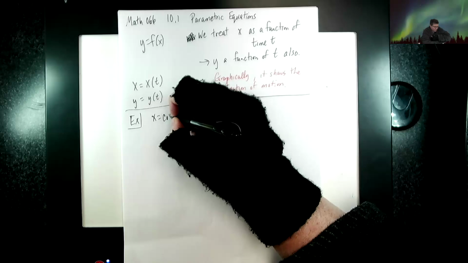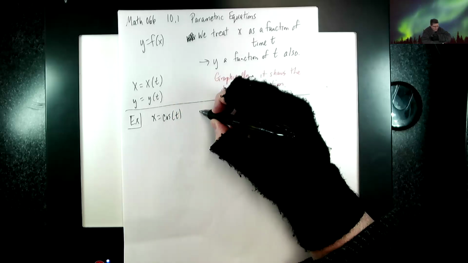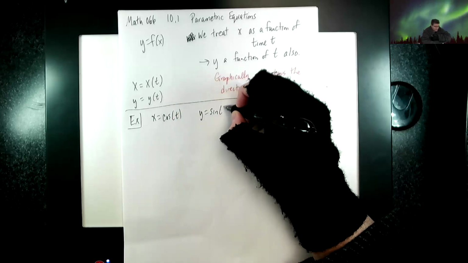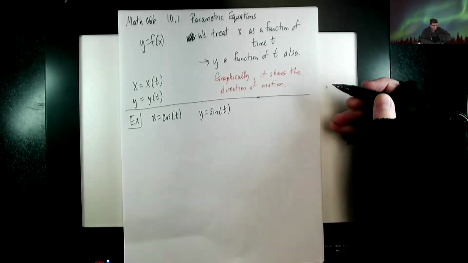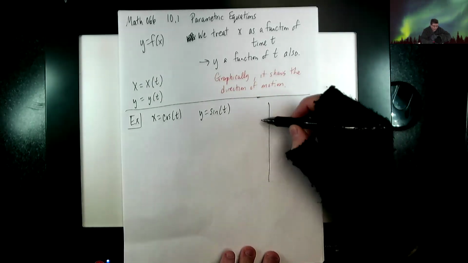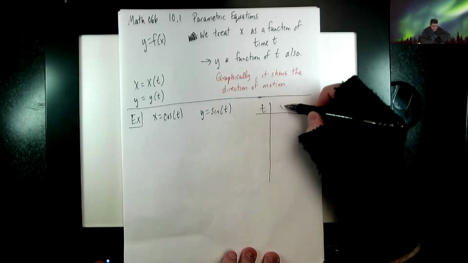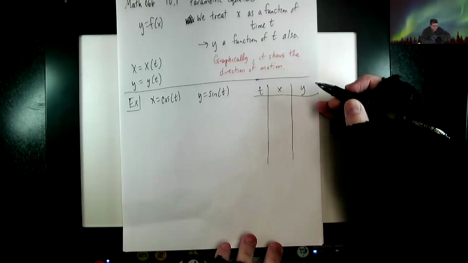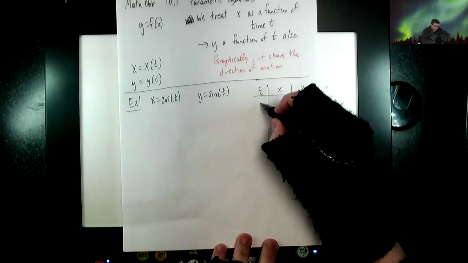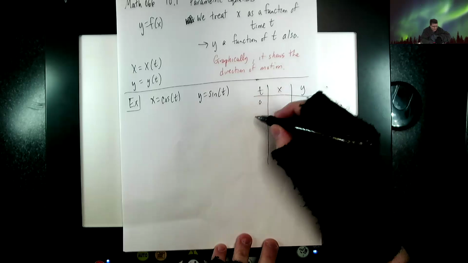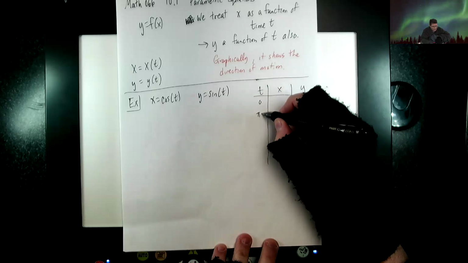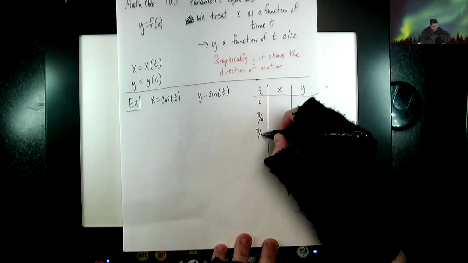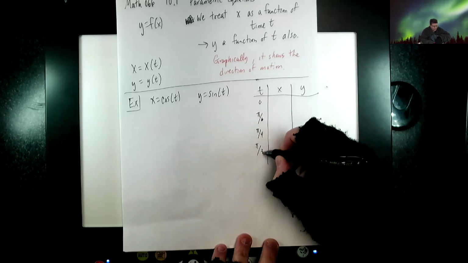This is a common one to start with. X equals cosine t, y equals sine t. So I'll pick some values that are kind of important. We got 0, maybe pi over 6, pi over 4, pi over 3, pi over 2.